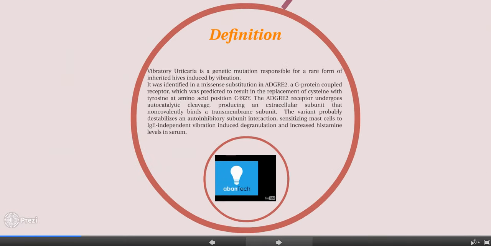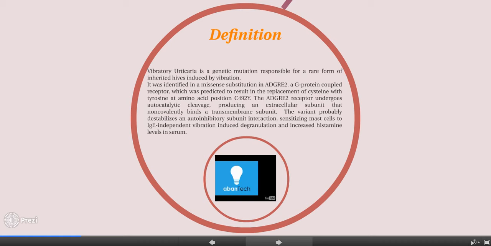Definition: Vibratory urticaria is a genetic mutation responsible for a rare form of inherited hives induced by vibration. It was identified in a missense substitution in ADGRE2, a G protein coupled receptor, which was predicted to result in the replacement of cysteine with tyrosine at amino acid position C492Y.